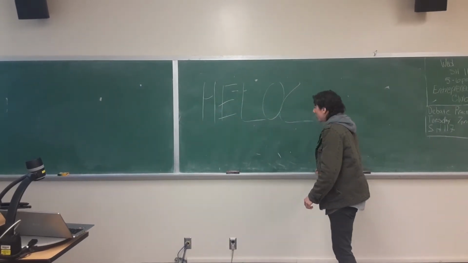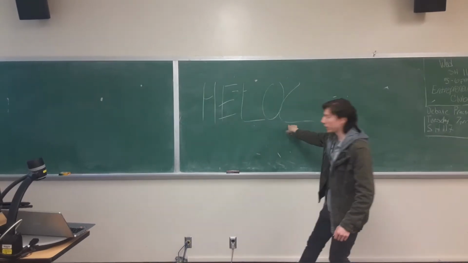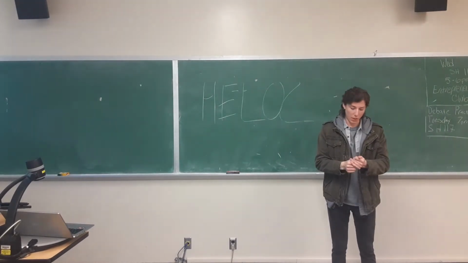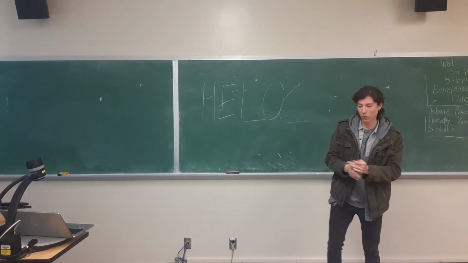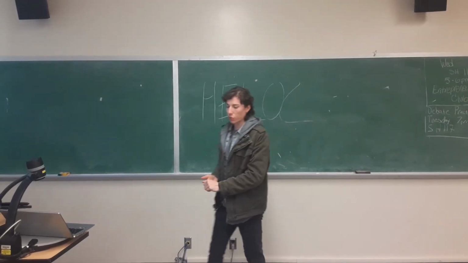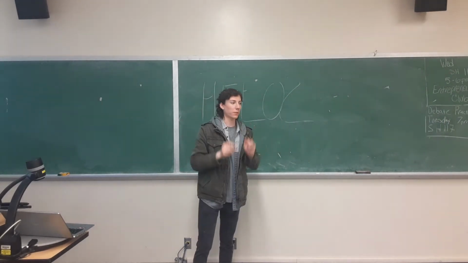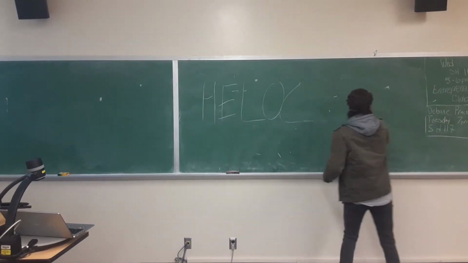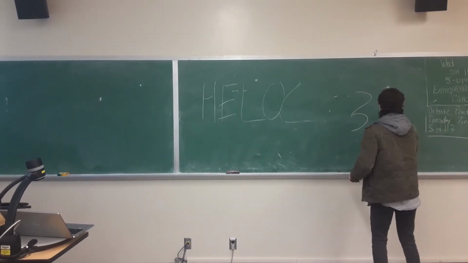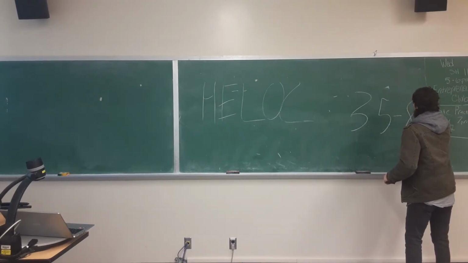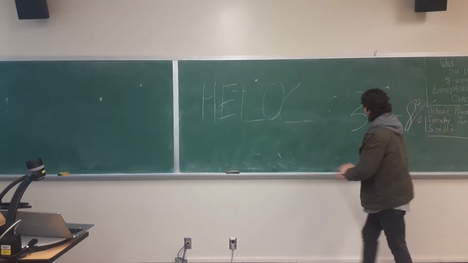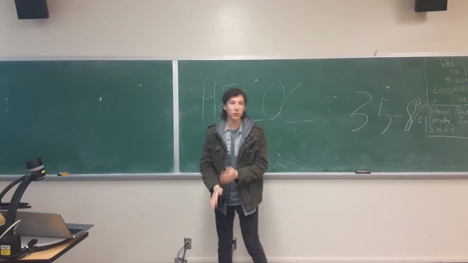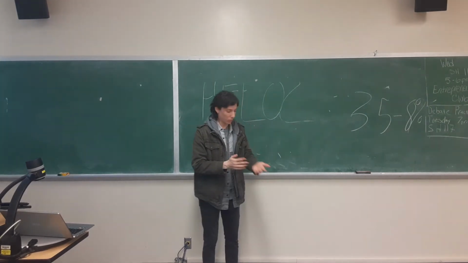A HELOC is a home equity line of credit. What a HELOC means is this: your property accrues value over time. That's what properties do. In fact, they accrue value 3.5 to 8% a year. That's from my real estate mentor as well as my own research. That is the average across the nation.